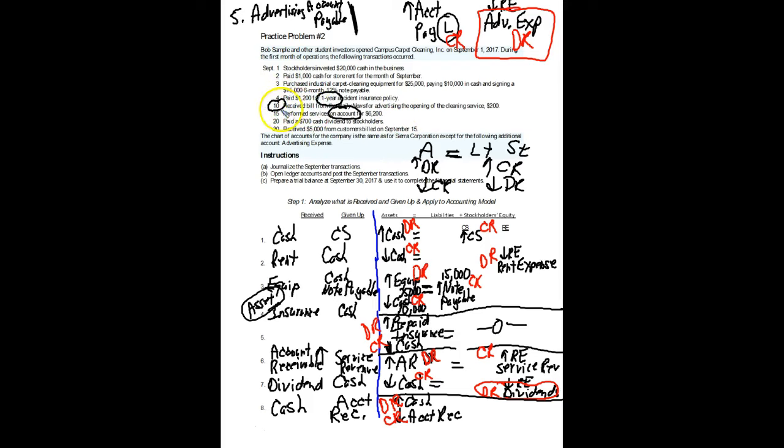On September 10, the company received a bill from the Daily News for advertising the opening of the cleaning service. So if we look at what did it receive and what did it give up, I didn't have space here to write it out, so I put it up here. So the company received advertisement. What did they give up? Well, they haven't paid for it yet, so they did not give up cash. They owe money for it. So that creates an account payable with the newspaper. So the company received advertising in exchange for owing money in the account payable.